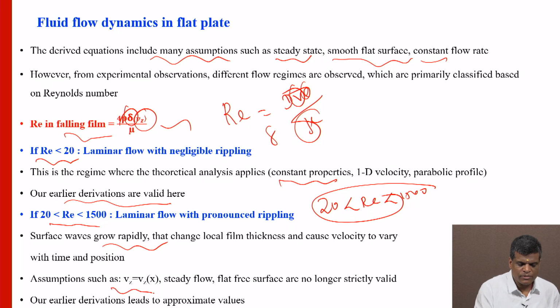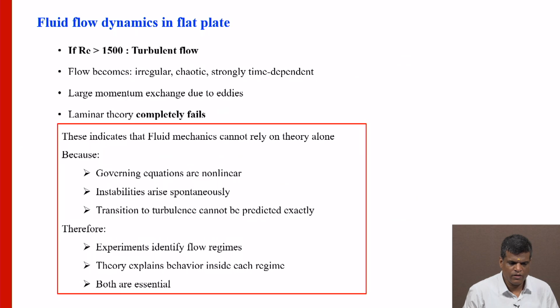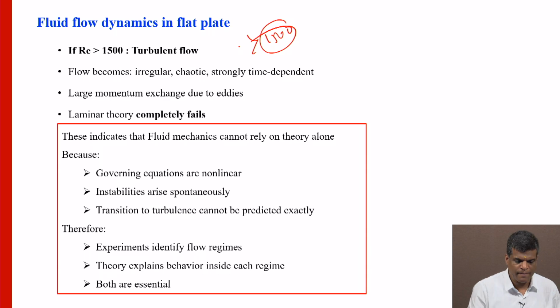So, here again the assumption is that velocity Vz is a function of only x, steady state flow, then no longer this one. Our earlier assumption is also approximately valid a little bit. So, in the case of turbulent flow, what will happen? Turbulent flow is for Reynolds number greater than 1500. The flow becomes irregular and strongly time dependent. A large amount of eddy motion is also there.